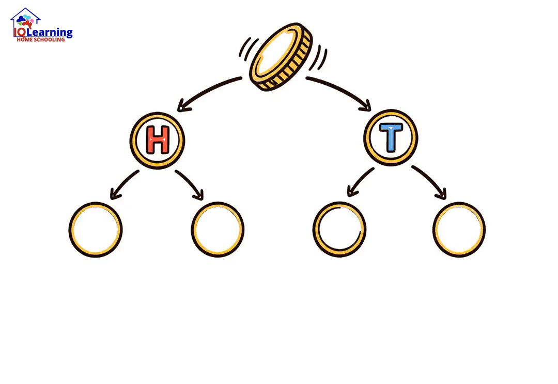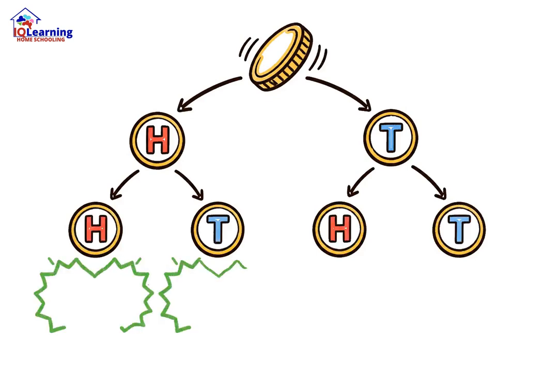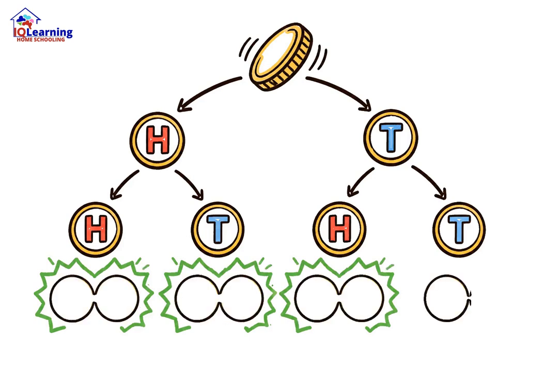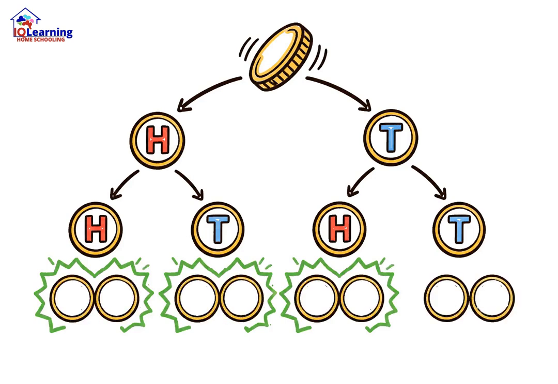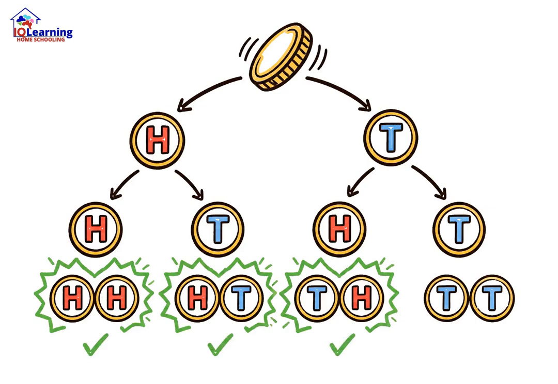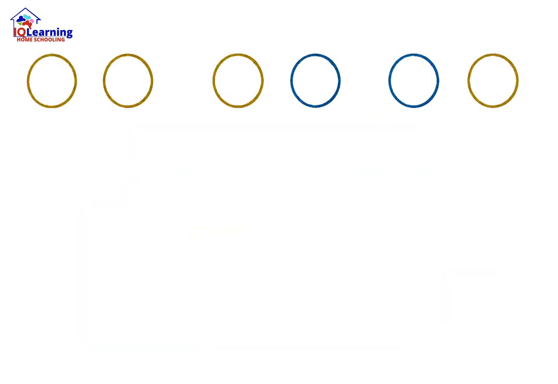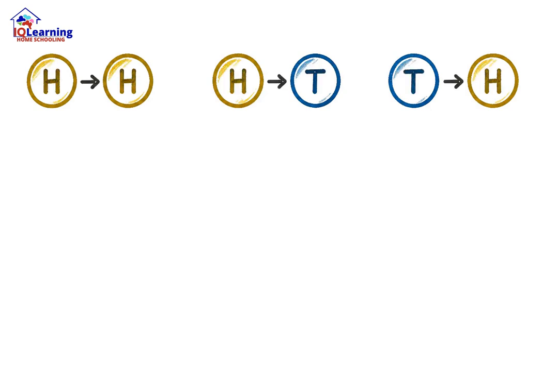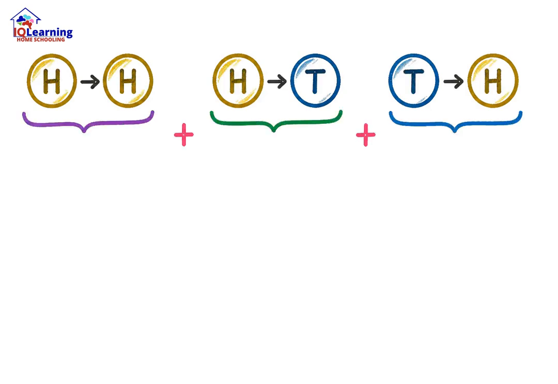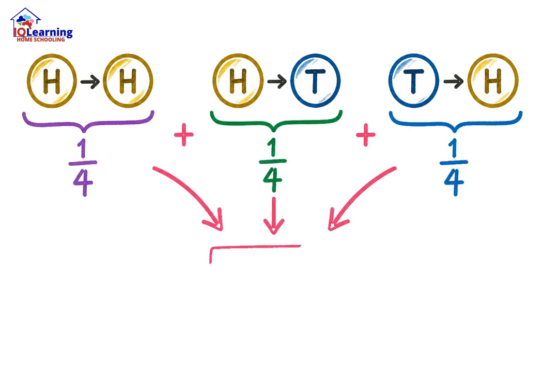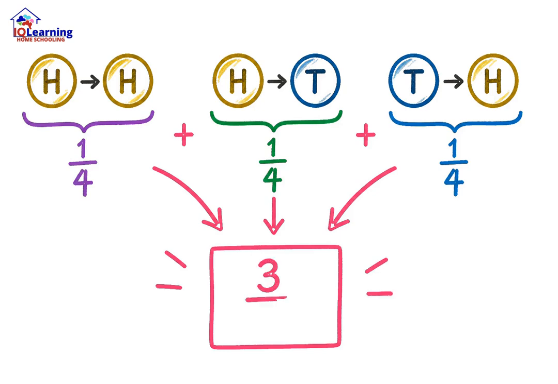Say you flip a coin twice and win with at least one head. You could get heads heads, heads tails, or tails heads. Each of those paths has a 1 in 4 chance. Since they are separate winning outcomes, you add them together. 1/4 plus 1/4 plus 1/4 gives you a 3 in 4 chance of winning. That's the sum rule. Add your different winning paths.